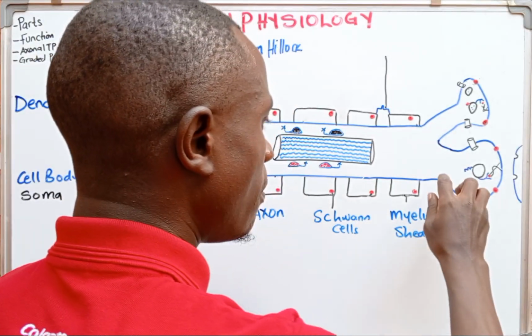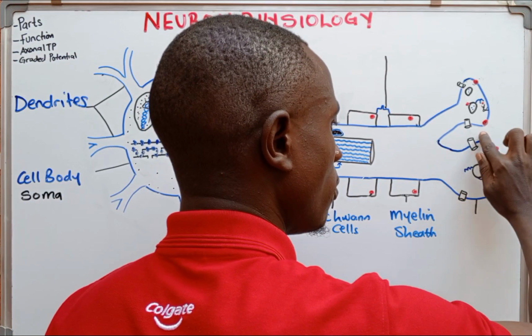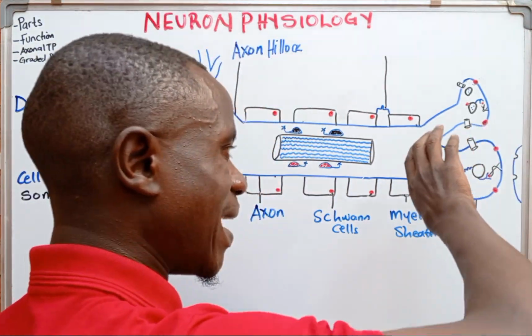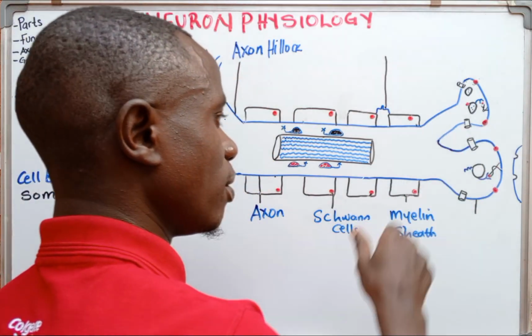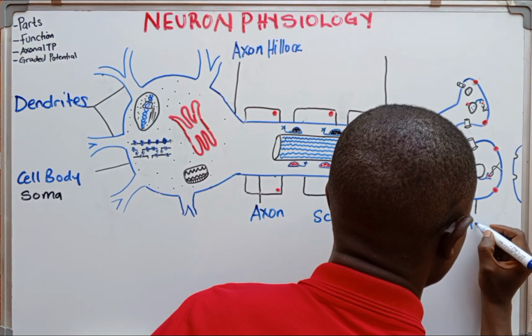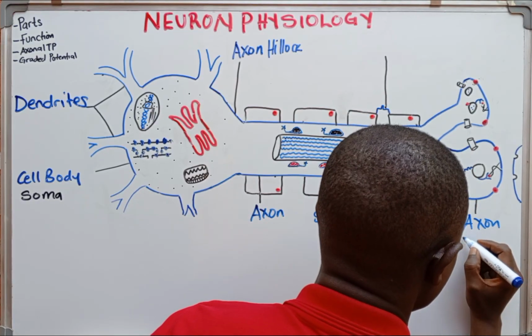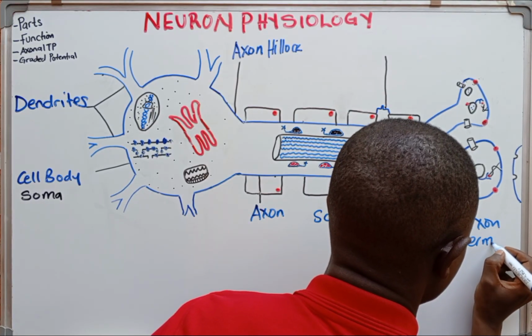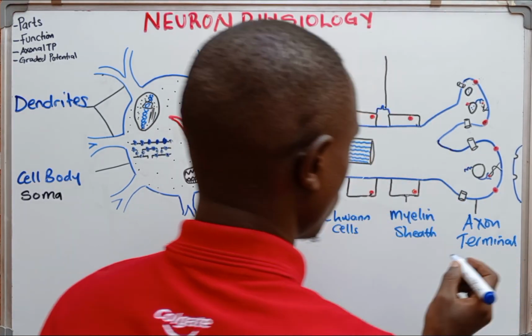Now how about this end, which is more of a bulbous, dilated structure at the terminal of this axon? We call this structure the axon terminal.